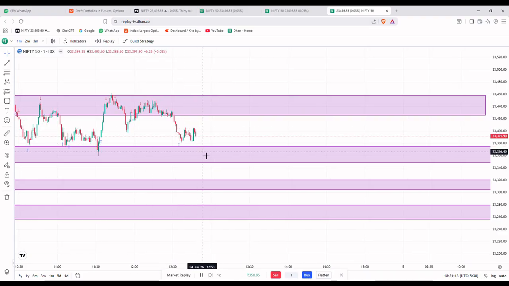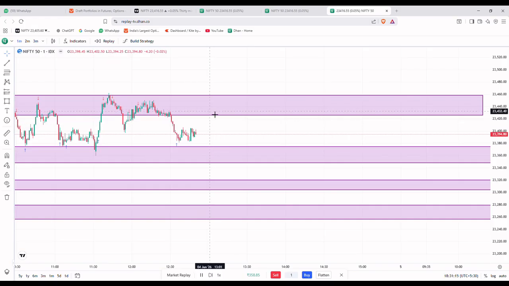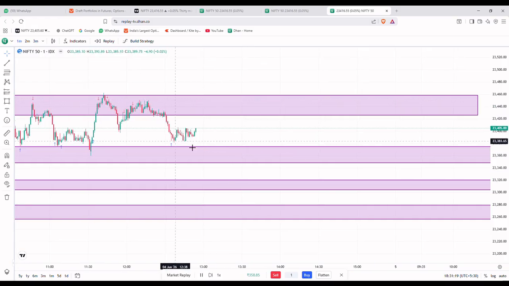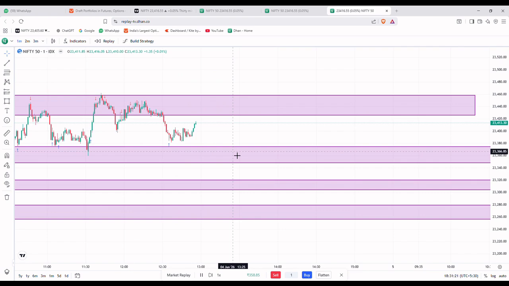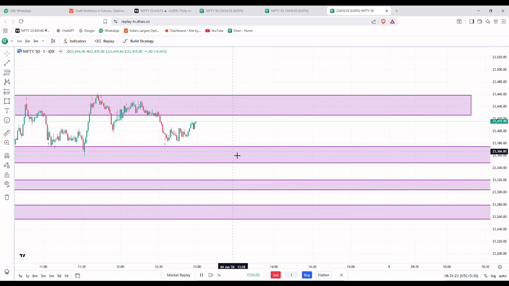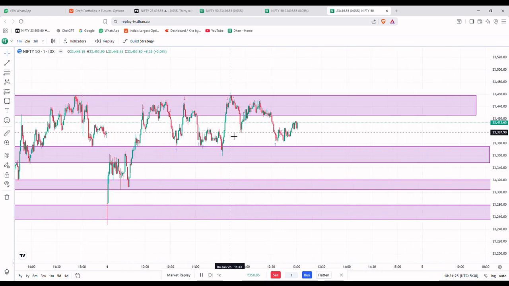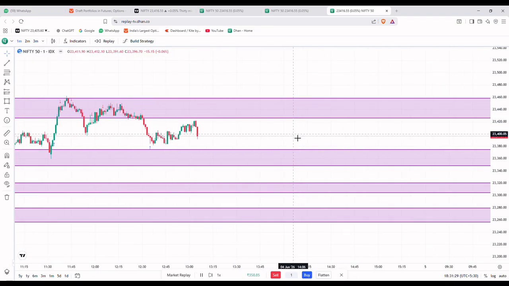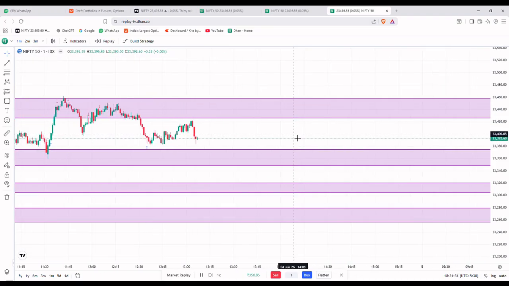Okay, I will only buy when it takes a rejection here or here. Otherwise, I'm not going to buy in between. Okay, so let's see. The levels are already drawn from the previous day and the current day.